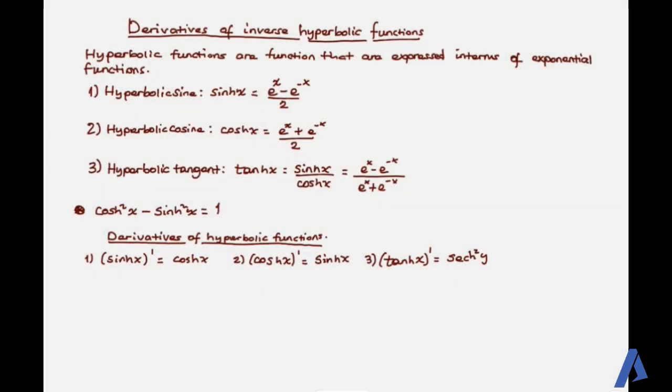Now we will look at derivatives of inverse hyperbolic functions. First, let us revise what hyperbolic functions are. Hyperbolic functions are functions that are expressed in terms of exponential functions. We have hyperbolic sine, hyperbolic cosine and tangent, written sin hx, cos hx and tan hx, where h shows that it is hyperbolic. Sin hx is equal to e to the power of x minus e to the power of minus x over 2. The same way cos hx is expressed like this. Then tan h of x is sin hx over cos hx, which gives this. One important identity property of hyperbolic functions is this one, which we will use later when calculating inverses.